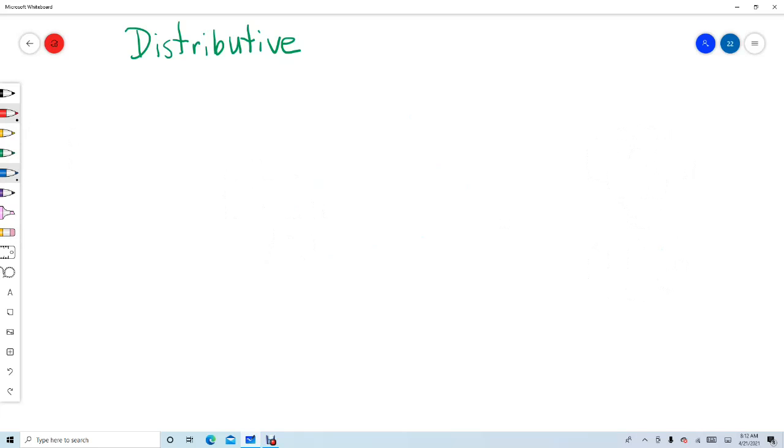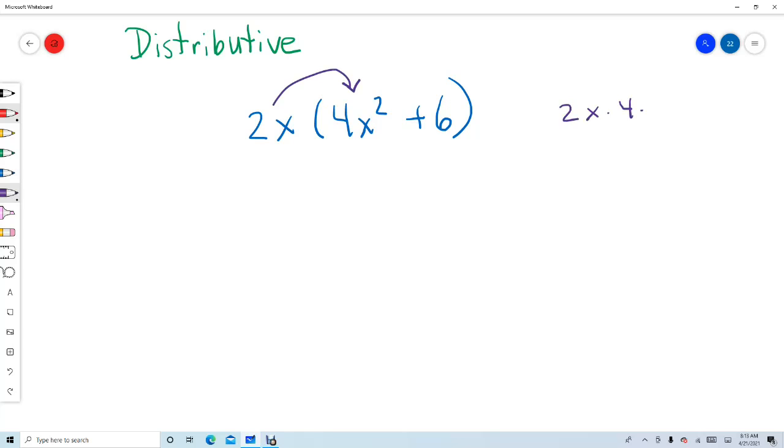All right, let's say 2x times 4x squared plus 6. Okay, so I want to multiply 2x by 4x squared. That's 2x times 4 times x squared. And I can multiply these in any order, so I'm going to multiply my 2 and my 4, that's 8. And then my x to the first and my x squared become x to the third, because I add the exponents. Right, so my first term becomes 8x to the third.